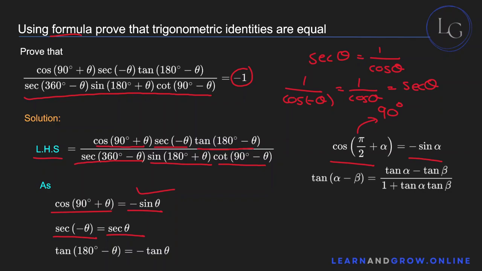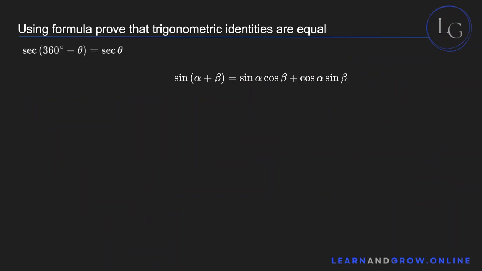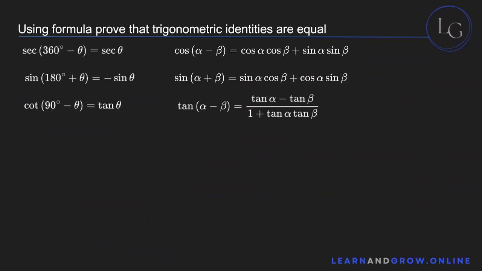And tan(180 - theta) is equal to negative tan theta. Again, if you use this trigonometric identity over here, and you replace this alpha with 180, and you replace this beta with theta, and input the values over here, you eventually end up with negative tan theta.